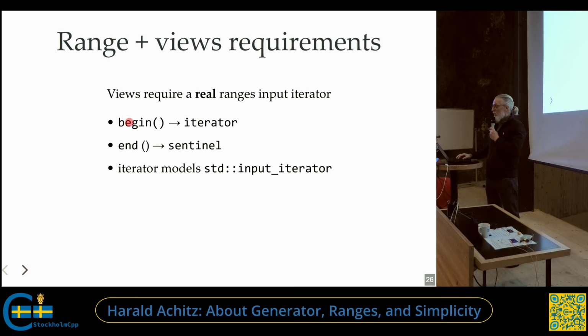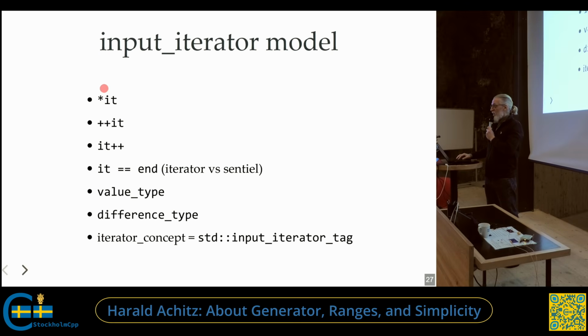So what we need is a begin that gives us the iterator, and the end function that gives us a sentinel, because we don't need to have the same type, because there might be ranges that go on forever, and you can compare them. And we need to tell the iterator what type of iterator it is. Is it the input iterator? And the public interface is then this.